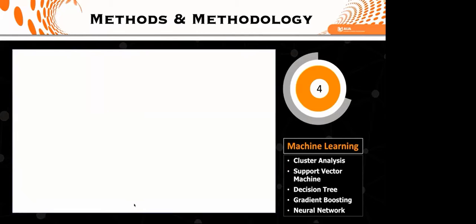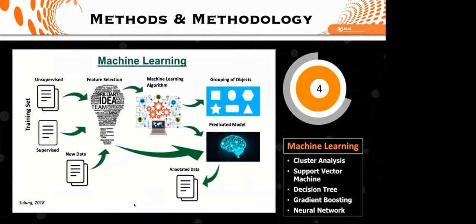For machine learning, we undertook both supervised and unsupervised machine learning algorithms. This included cluster analysis. And then for supervised machine learning algorithms, this included support vector machines, decision trees, gradient boosting, and neural networks.